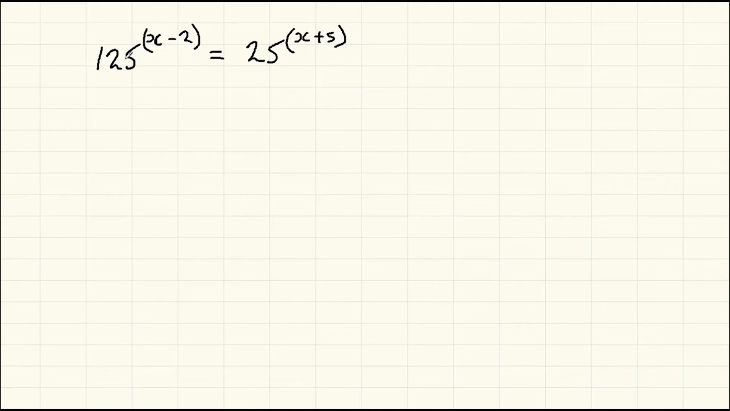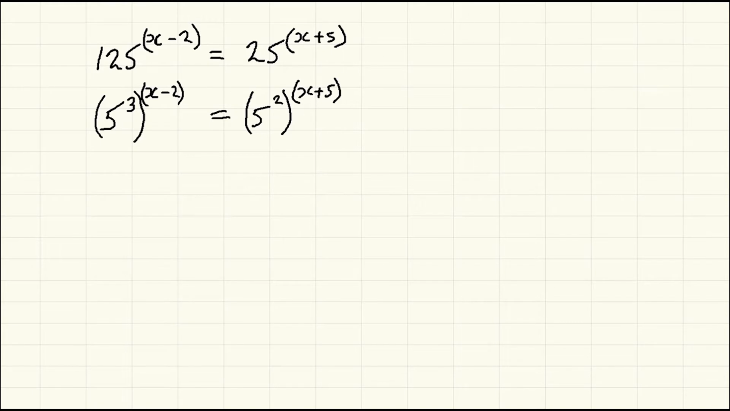Well, the first thing to notice is that 125 is 5 to the power of 3, and 25 is 5 to the power of 2. So this becomes 5 to the power of 3 to the power of x minus 2, and this becomes 5 to the power of 2 to the power of x plus 5.